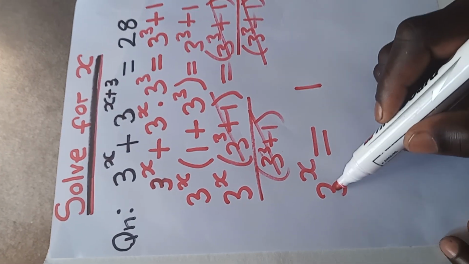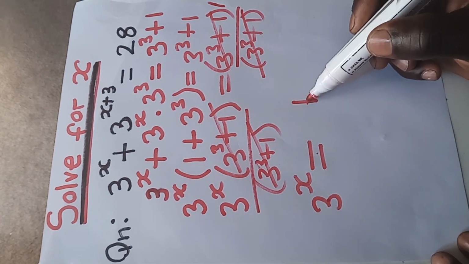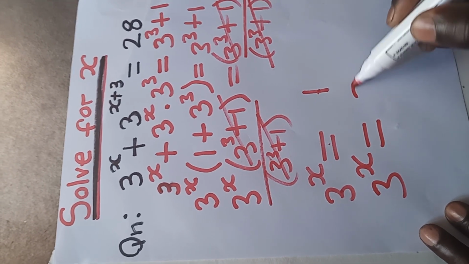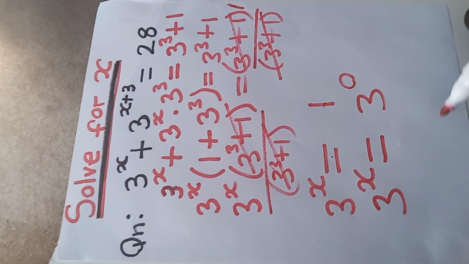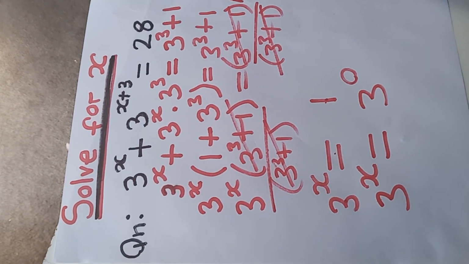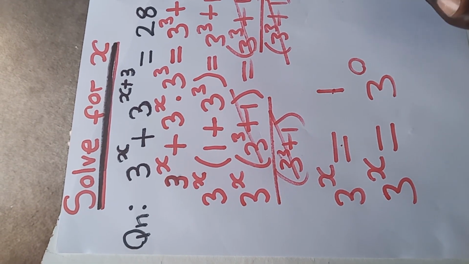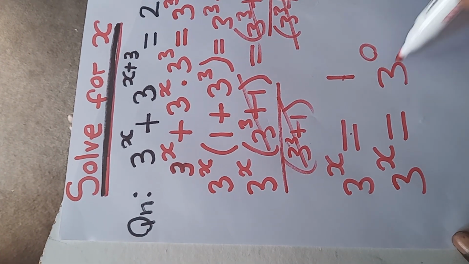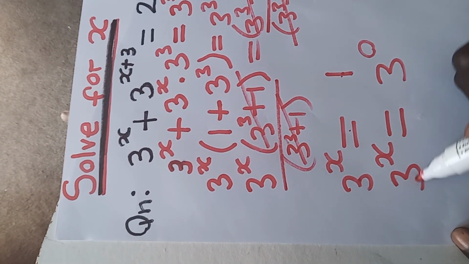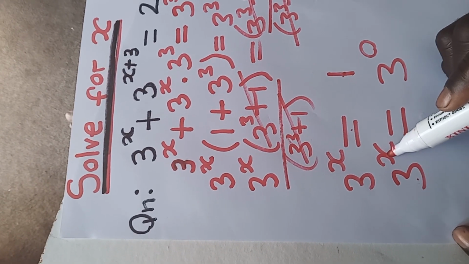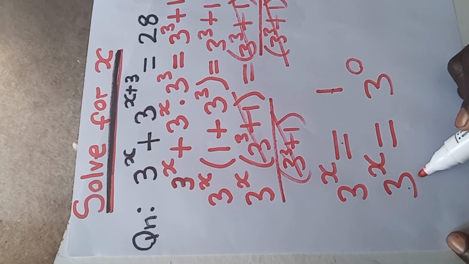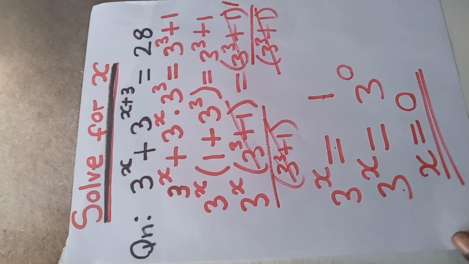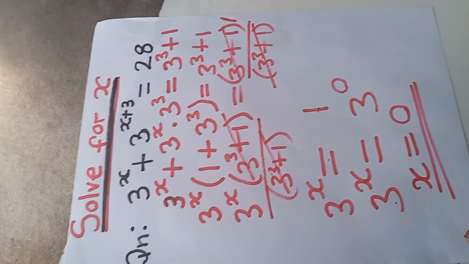Now, with 3 to the power of x being equated to a 1, we can rewrite it like 3 to the power of x being equated to 3 to the power of 0. Any number raised to the power of 0 gives us a 1. So in this case, there is no need to beat about the bush. Just go straight and say 1 can be written as 3 to the power of 0. Then when the bases are equal, by inspection, the powers must be equal. Meaning to say x must be equal to 0. And this becomes our final answer.